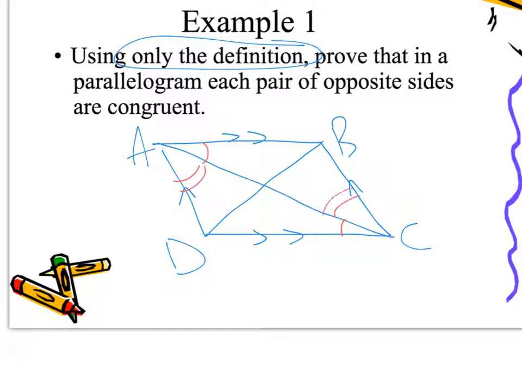So these are both pairs of alternate interior angles. And then looky here, we've got AC congruent to itself. I've got a side angle side situation going on here for these two triangles. And once I've got that, from CPCTC, I can get my AD and BC congruent, AB and DC congruent. I've got my opposite sides congruent.